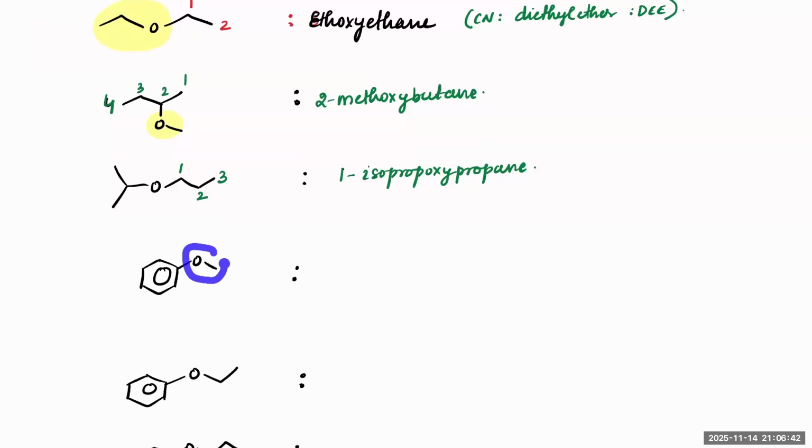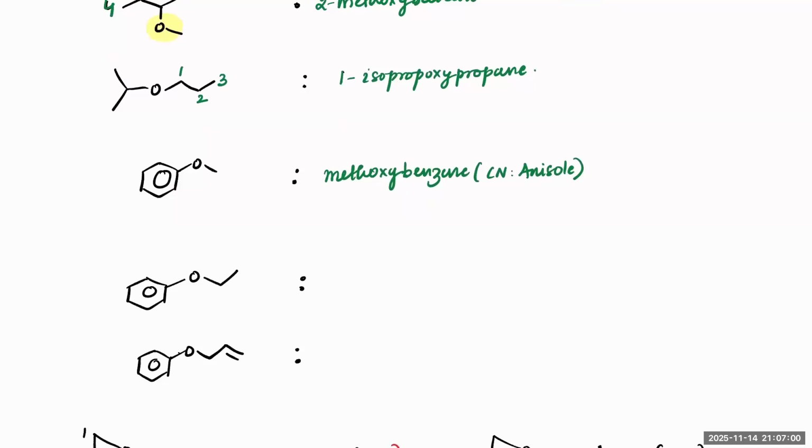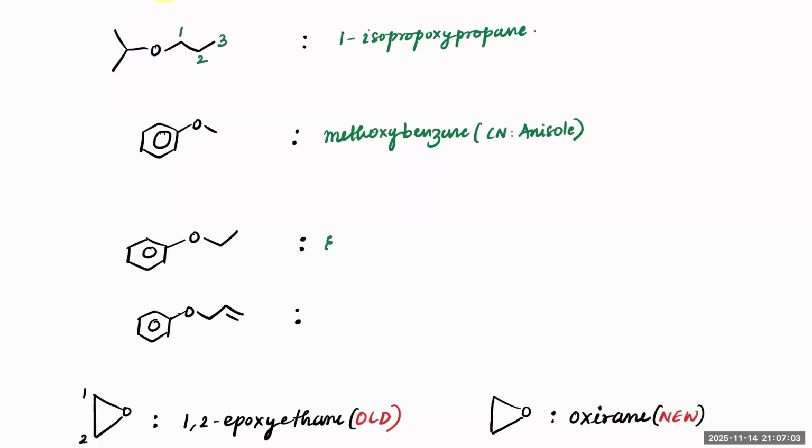Next one, I have a methoxy on benzene. So it is simply methoxybenzene. The common name is anisole. Anisole. We'll be using this a lot of times. So remember, the common name for that is anisole. This one is ethoxybenzene. The common name is phenetole.